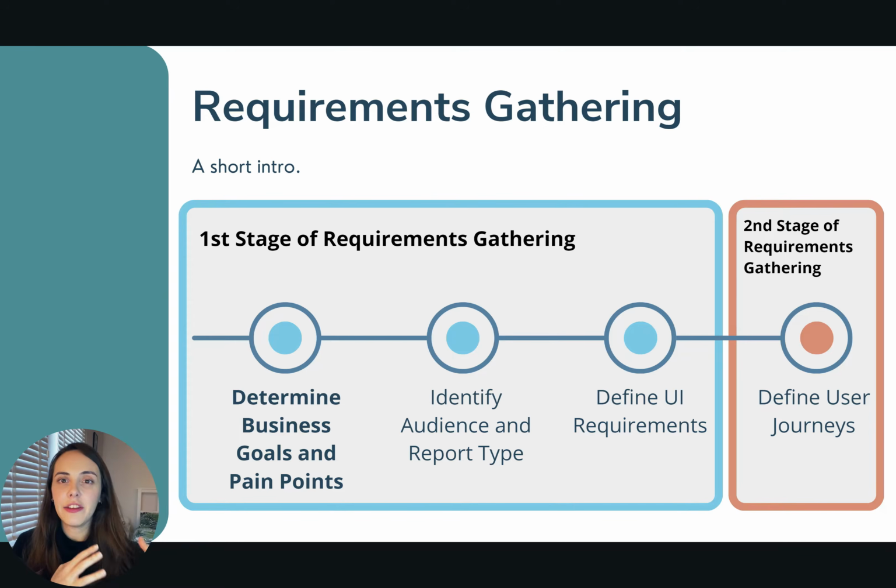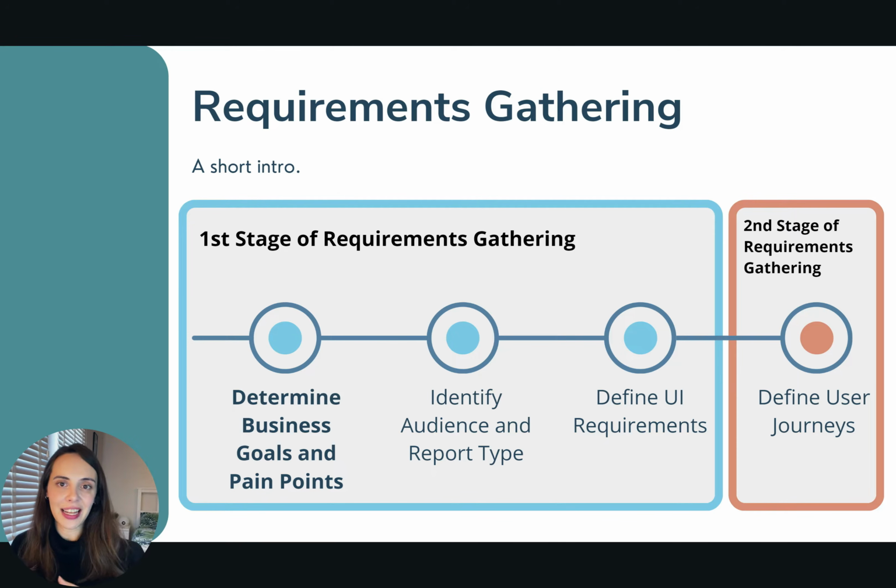So as you can see, for this module, I have decided to divide the requirements gathering process in two different stages. The first stage is more about determining the business goals and pain points of your stakeholders and your end users, identifying the audience and the report type, and defining your UI requirements. The second stage of requirements gathering is the user journeys, and the user journeys are basically what will glue all the information we gathered before together.